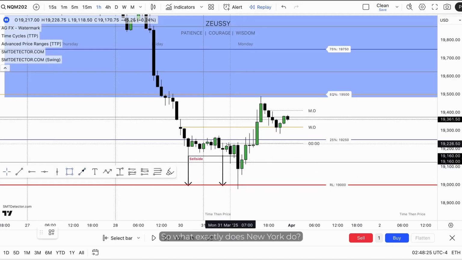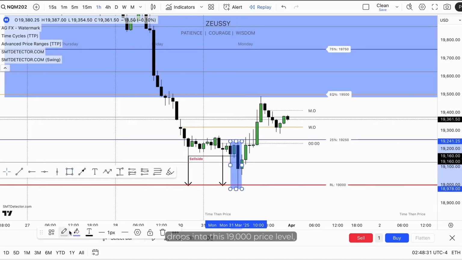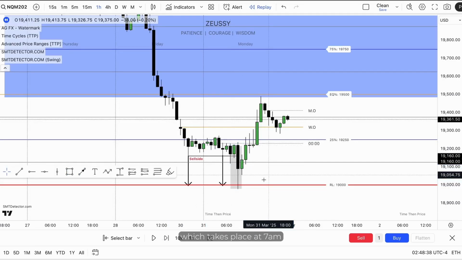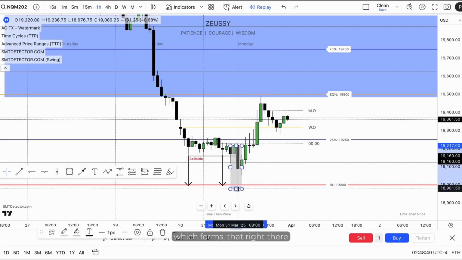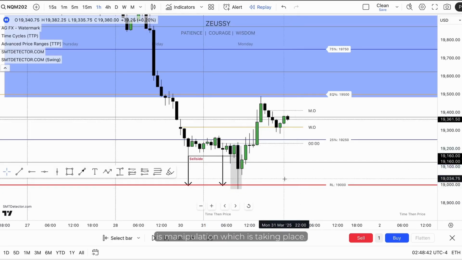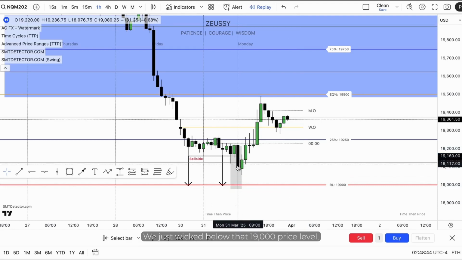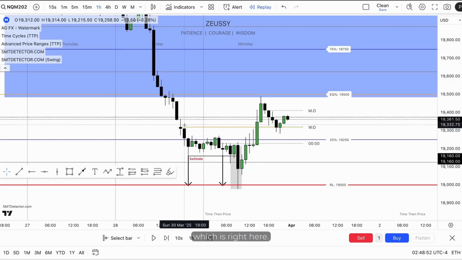So what exactly does New York do? Well, what New York does is that it opens low, drops into this 90,000 price level, and this full leg, which I'm outlining now from the New York Open, which takes place at 7 a.m. to the absolute low which forms, that right there is manipulation which is taking place. We just wick below that 90,000 price level and we see the market eventually expand towards the upside, drawing towards the new week opening gap, which is right here.